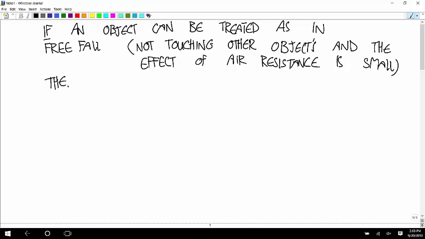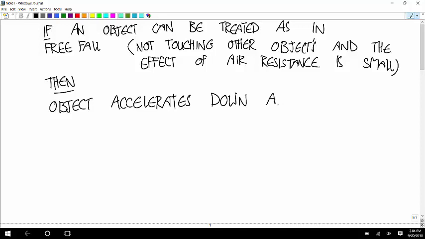Then the object accelerates downwards at 9.81 meters per second squared. So it accelerates down with an acceleration of lowercase g, which is 9.81 meters per second squared. Okay, so in free fall problems, you start already knowing the acceleration.